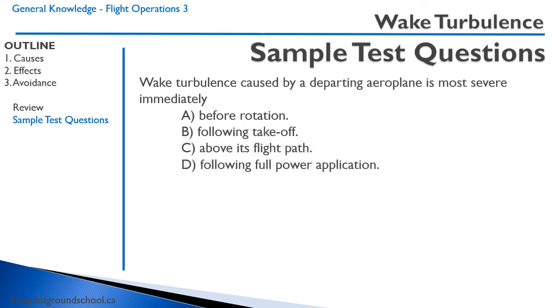Wake turbulence caused by a departing aeroplane is most severe immediately A, before rotation, B, following takeoff, C, above its flight path, D, following full power application. So before rotation, there's no lift being developed, there's no angle of attack. So A is not correct. Following takeoff, yes, that would be correct.